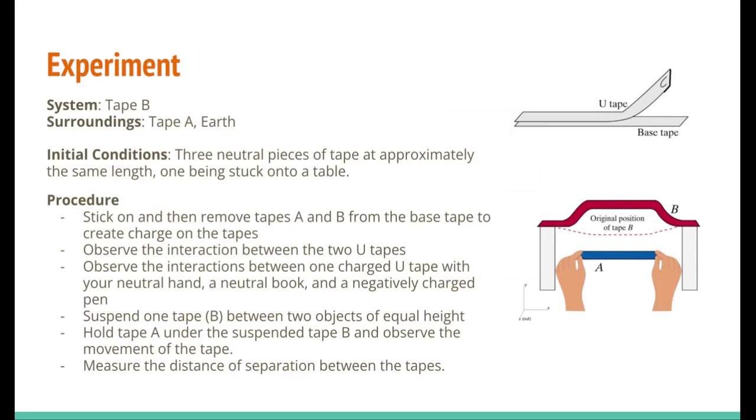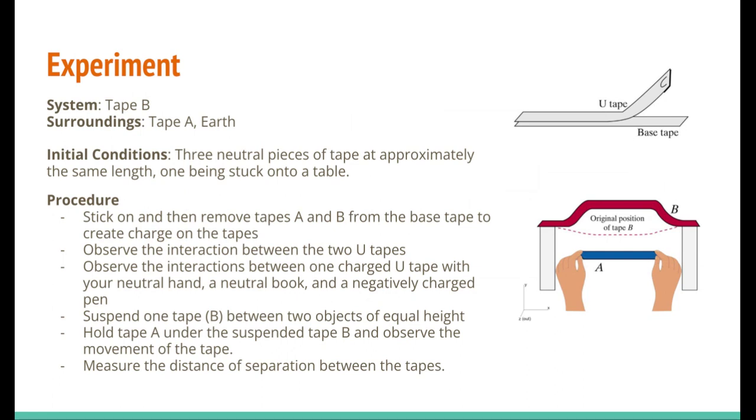This is the experimental setup. So we have our system as tape B. This is the tape that we're going to be observing. And then the surroundings are tape A and the Earth that are going to be acting on tape B. So the initial conditions are that all three pieces of tape are neutral, as we are going to induce charge on them later in the procedure.